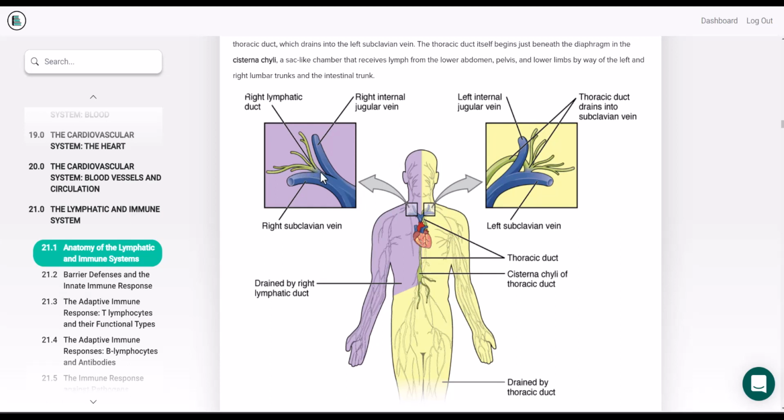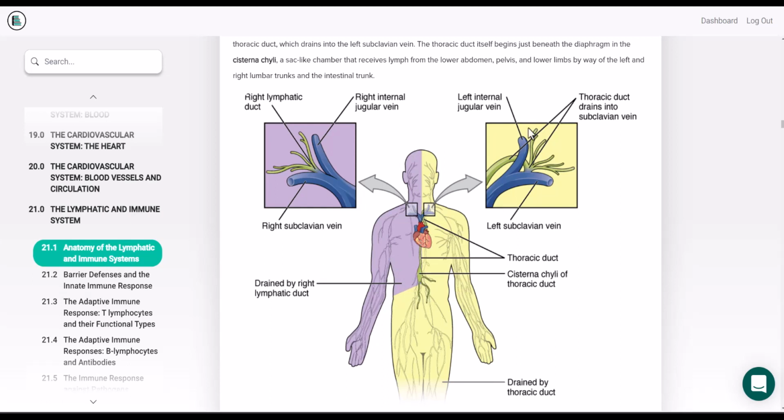Once it re-enters into the blood vessel, in this case the vein, that fluid is now referred to once again as plasma. Another interesting fact is that the lymphatic system is very asymmetric. If you take a look, the right lymphatic duct only drains the right arm, the right abdominal pelvic region, and the right side of the face.